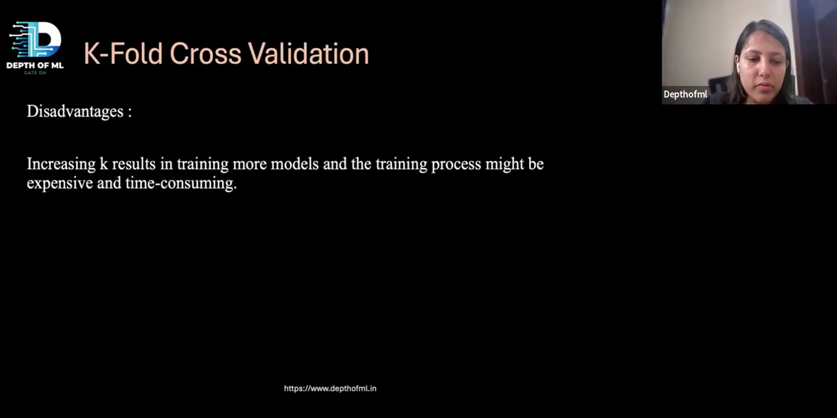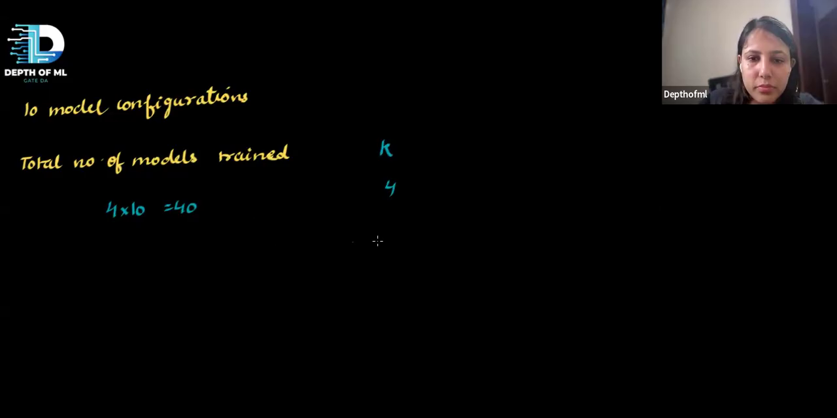Let me make this very clear. Suppose that you have 10 model configurations. So the total number of models trained: if you have, say, k equals 4, you will train 4 into 10 models, which is 40 models, right? Now in this case, you will use 10 into 10 models, which equals 100 models. Okay. And your training time increases.